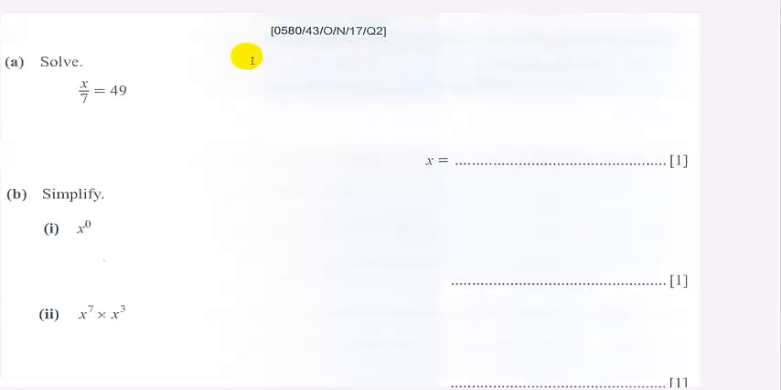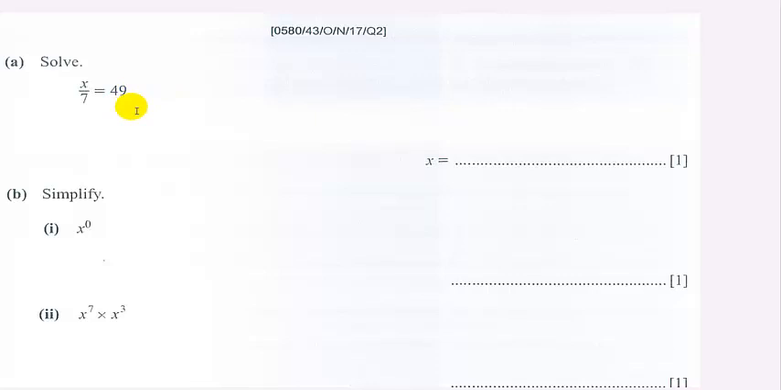This is IGCSE Mathematics Paper 4, November 2017. The question is on algebra. In part A, solve x over 7 is equal to 49.